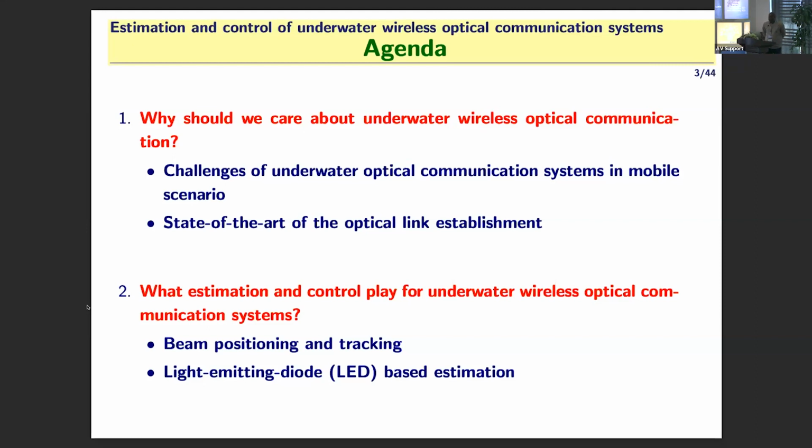As the audience has diverse backgrounds, in the first part, I will review the main advantages and practical challenges of underwater optical wireless communication, across the state of the art of optical link establishment. And in the second part, I will answer the question of what role estimation and control play in underwater optical wireless communication. Here I will highlight our research work on designing estimation and control algorithms for beam positioning and tracking, and estimation algorithms for light-emitting diodes.